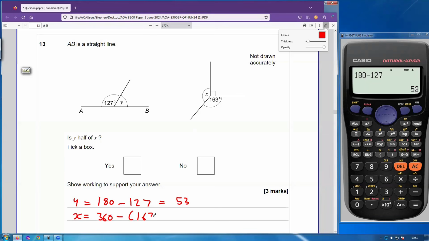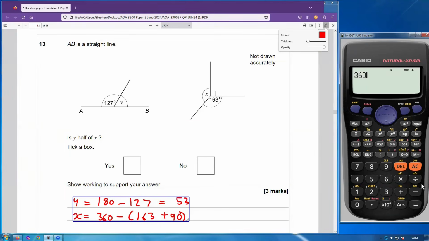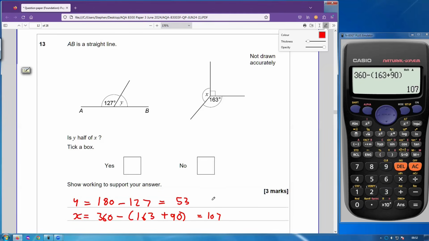163 plus 90. That's taking all that lot away. You could say 360 minus 163 and then minus 90, but I think it looks neater like this. Must use the bracket though. 107. Times 2 of 53 is 106.